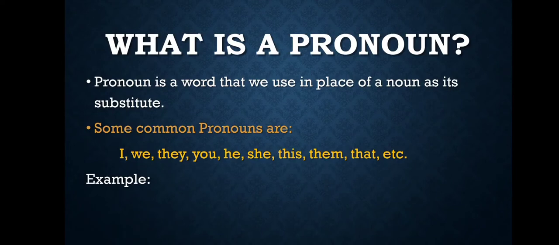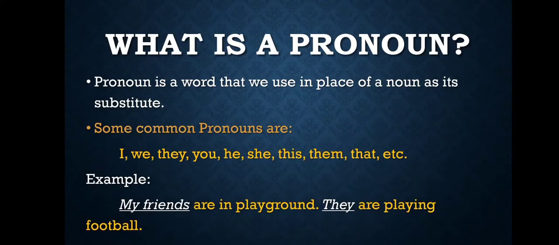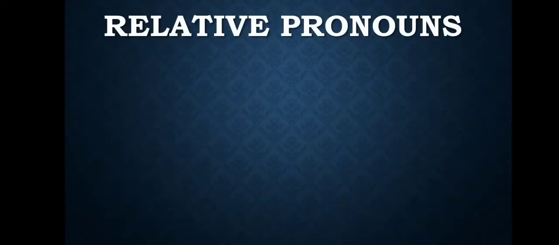Take an example: my friends are in the playground, they are playing football. Here, my friends was a noun used in the first part of the sentence, but in the second part you replace that noun with the pronoun they to complete your sentence. That is how pronouns are used in the English language to give complete meaning to your sentence. Now let's move to the types of pronouns.